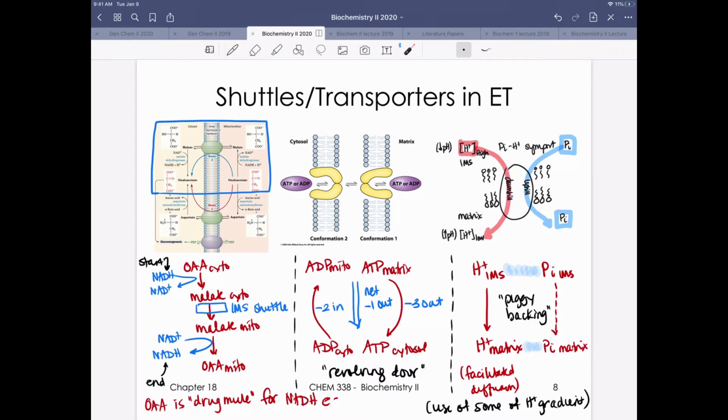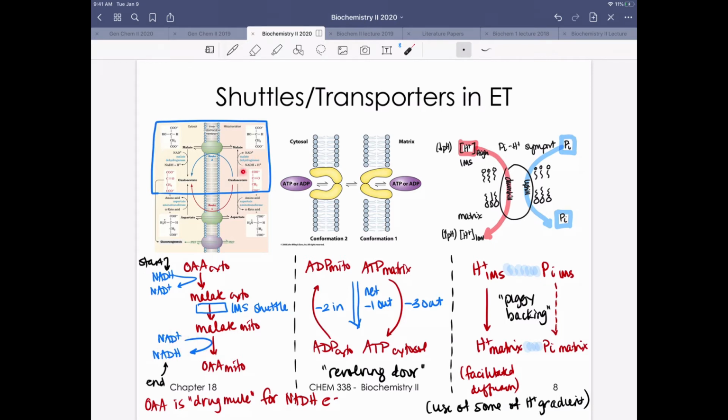Oxaloacetate is really going to be our mule, if you will. The electrons from NADH are going to be delivered to oxaloacetate, reducing it to malate. So again, if the electrons are our drug, they're delivered to our mule oxaloacetate to generate malate. Malate does have a transporter. And once malate's inside the mitochondrion, we can have those electrons, those drugs, be delivered back to NAD+, regenerating NADH.